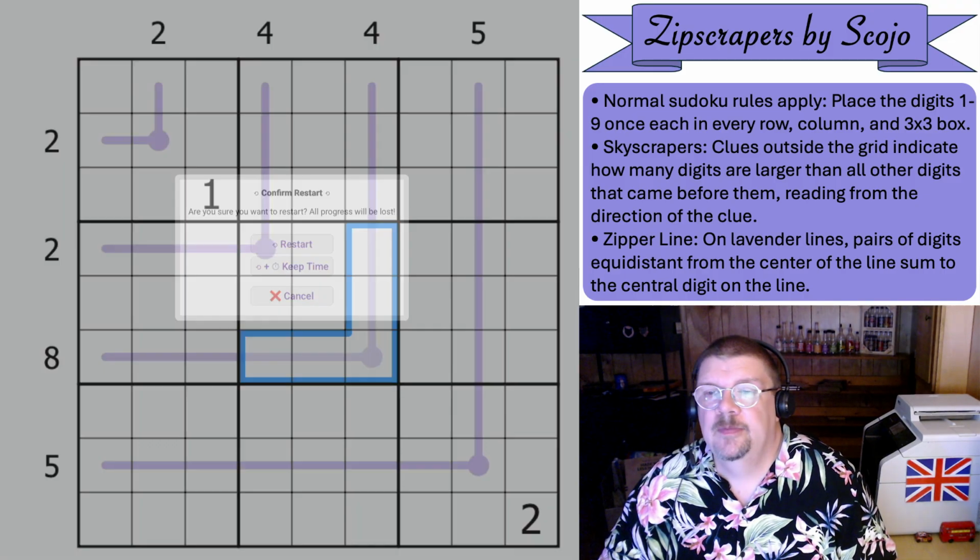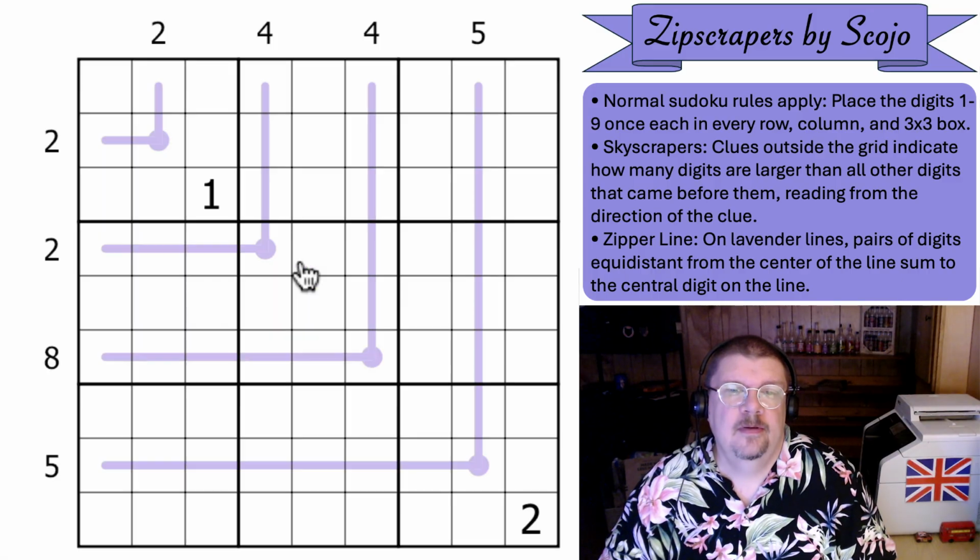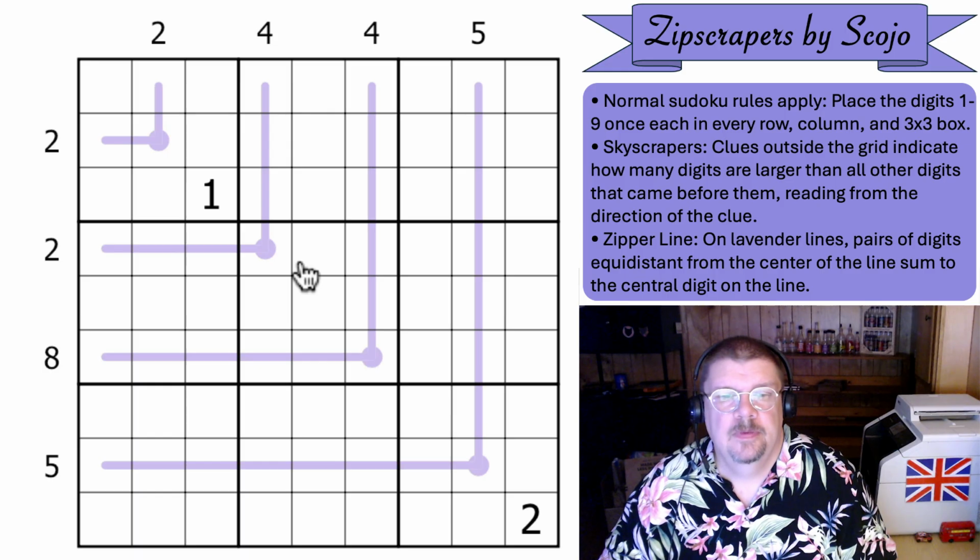Okay, I am going to restart the puzzle to reset the timer, and let's begin.